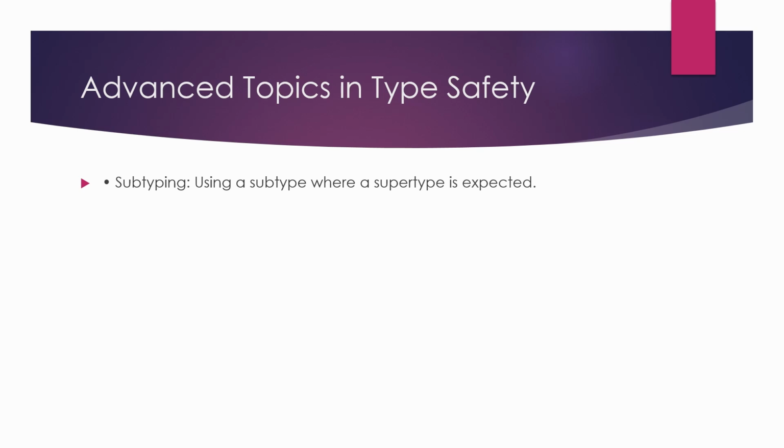Let's touch on some advanced topics in type safety. Subtyping is an important concept. It allows you to use a subtype where a supertype is expected, enabling more flexibility while still maintaining type safety. For example, a method that accepts an object of type shape can also accept objects of type circle or rectangle if they inherit from the shape class.